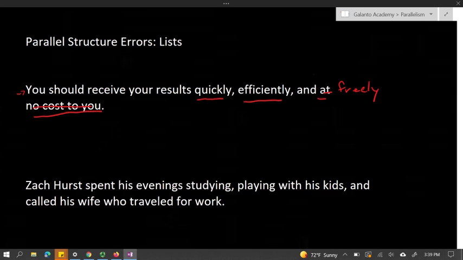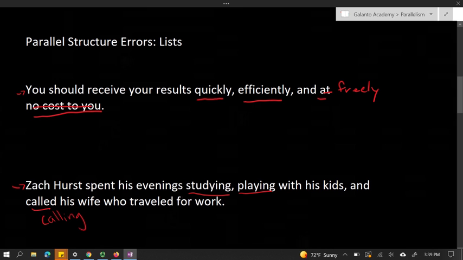Looking at this next example, Zach Hurst spent his evening studying, playing with his kids, and called his wife who traveled for work. So again, we see that studying and playing match, but called is suddenly past tense instead of a gerund, so we need to change that to match the other words there.